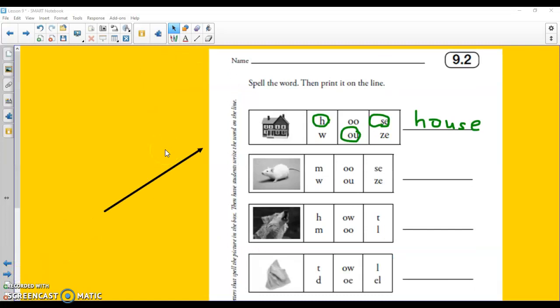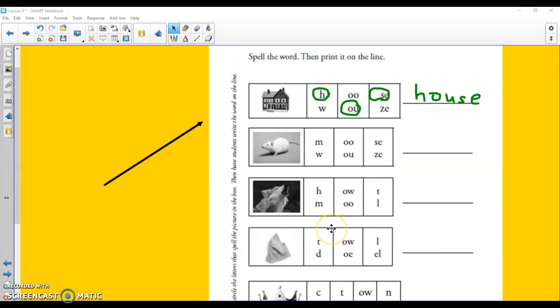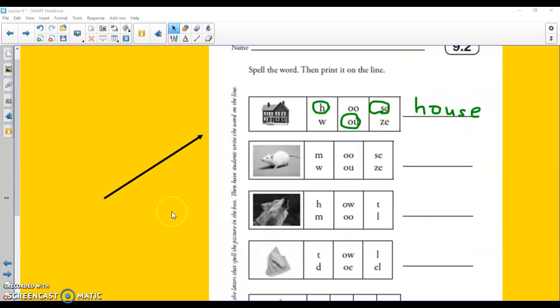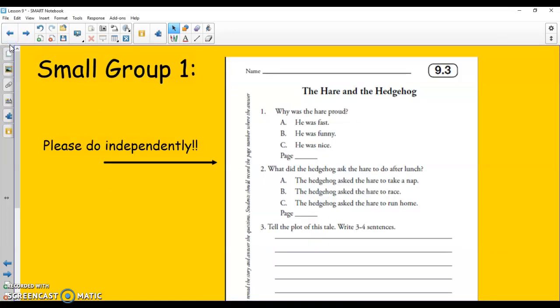Okay, boys and girls, so that's all you have to do for today. Remember, I sent home the story, The Hedgehog and the Hare, so if you need to look at that story to answer these questions, please refer to that. It's in your packet. And then you will need to return these pages on Thursday when I see you.